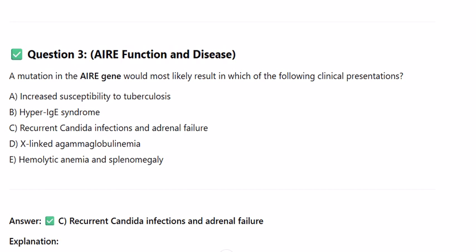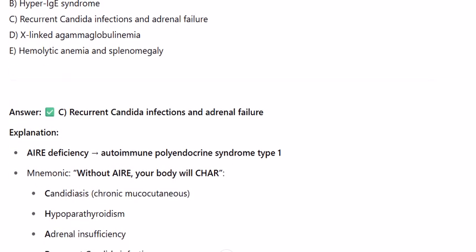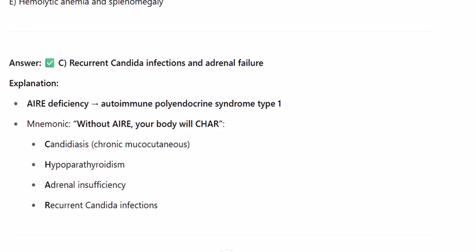Question 3. AIRE function and disease. A mutation in the AIRE gene would most likely result in which of the following clinical presentations? A. Increased susceptibility to tuberculosis, B. Hyper IgE syndrome, C. Recurrent candida infections and adrenal failure, D. X-linked agammaglobulinemia, E. Hemolytic anemia and splenomegaly. Answer: C. Recurrent candida infections and adrenal failure. Explanation: AIRE deficiency causes autoimmune polyendocrine syndrome type 1. Mnemonic: without AIRE, your body will char. C: chronic mucocutaneous candidiasis, hypoparathyroidism, adrenal insufficiency, recurrent candida infections.